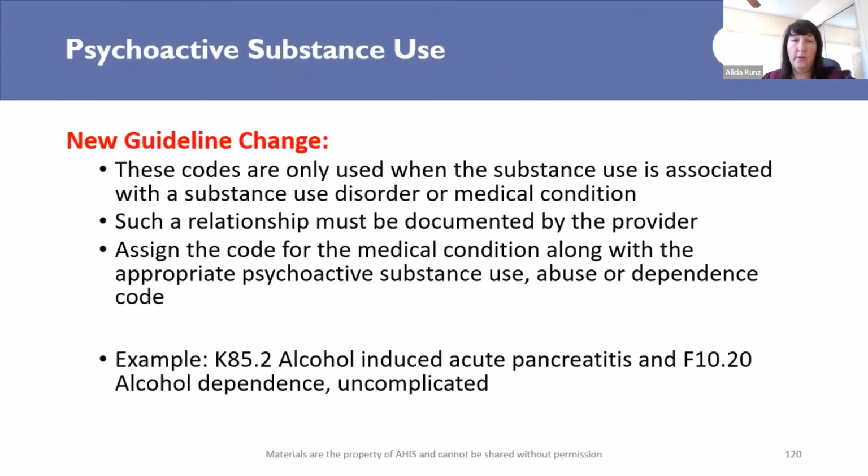They've changed the guideline to say that psychoactive substance use codes are to be only used when the substance use is associated with a substance use disorder or a medical condition, which is documented by the physician. So again, code the medical condition along with the appropriate psychoactive substance use, abuse, or dependence code. And we have an example here of alcohol-induced acute pancreatitis. That's a condition, coded first. And then we also would code alcohol dependence in addition. Next.